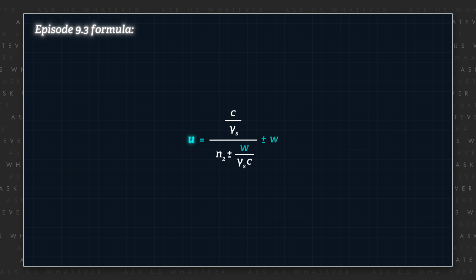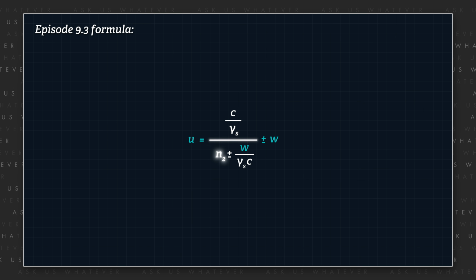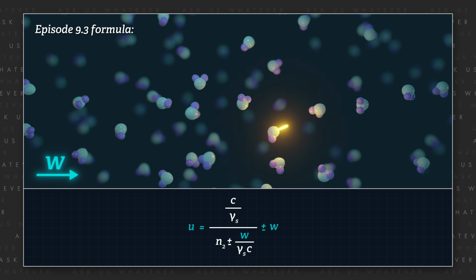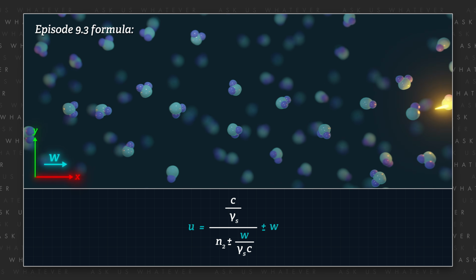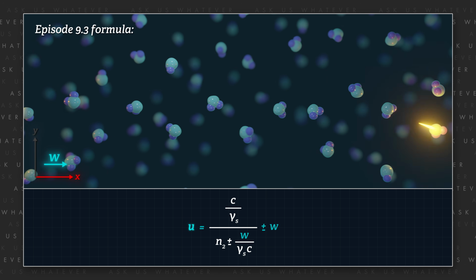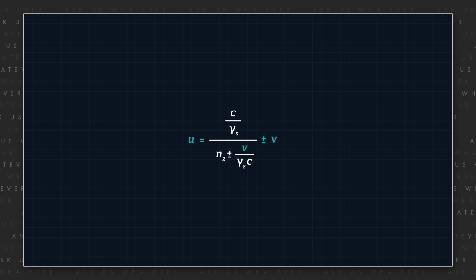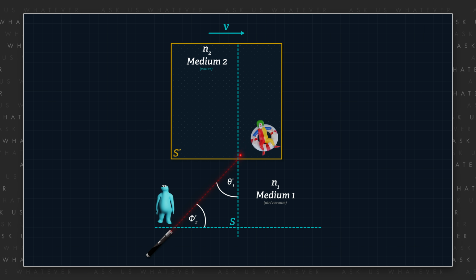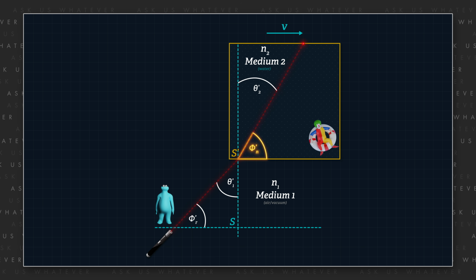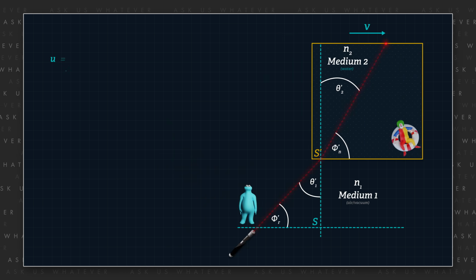Our formula for u from episode 9.3 was c divided by gamma s, all divided by n sub 2, plus or minus w over gamma s times c, all plus or minus w, where w was the speed of the water. The subtleties of this formula are explained in episode 9.3, but please note that since the light signal and the water speed were both in the x direction, there was no y component to speed u, nor was there a cosine or sine term. In episode 9.3, I focused on water speeds. That's why I used the symbol w to represent the speed of the refractive medium. Now I will generalize the concept to any refractive medium or emitter, and henceforth we'll use the symbol v to symbolize the x-directional speed of the refractive medium or emitter. If we adapt the formula to the present setup where light is traveling through the refractive medium at the complement of the Snell angle, phi prime sub n relative to the x-axis, we obtain these new formulas.